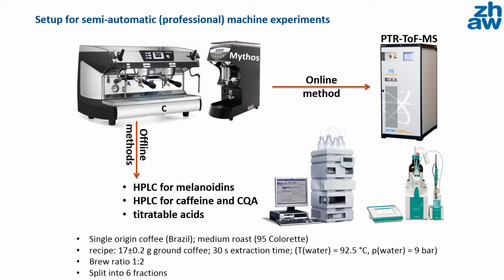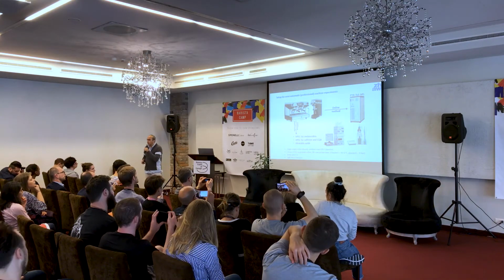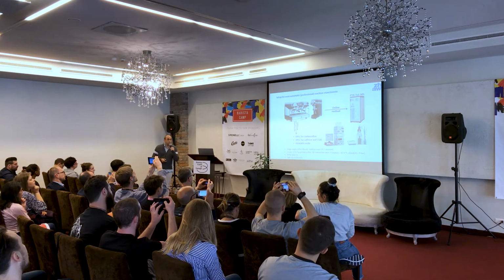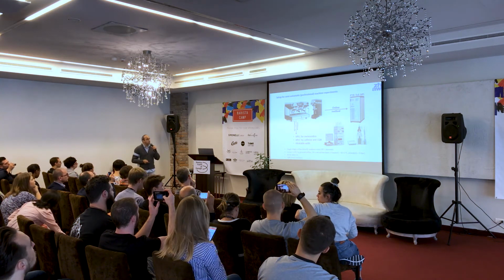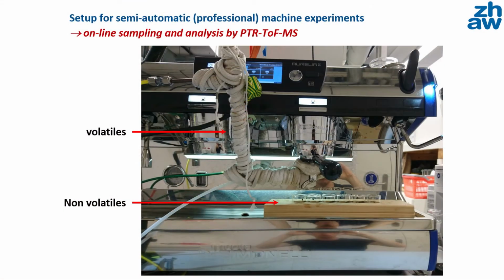And then we measured a lot of the non-volatiles, we call melanoidin, chlorogenic acid, caffeine, and of course we measured also the aroma compound. And I'm going to show just a little bit to show you now how the Brewing Chart can be used here. The way we sampled the volatiles, I'm going to show you. I don't know if you recognize here the portafilter, and we sample it here. I'll show you more how we do that.